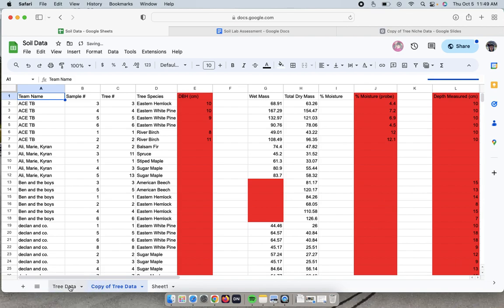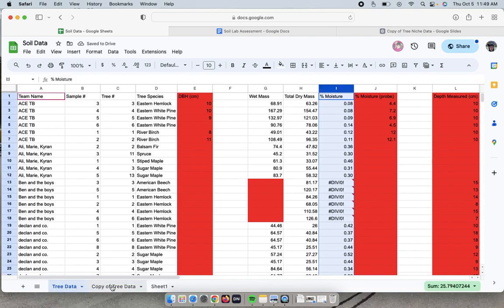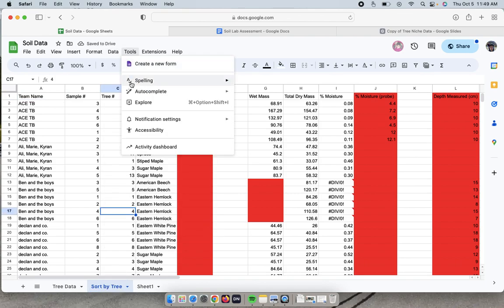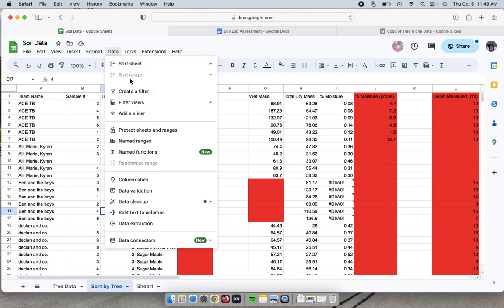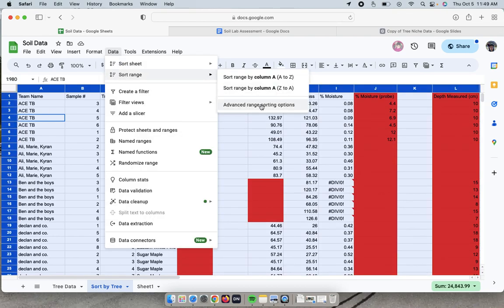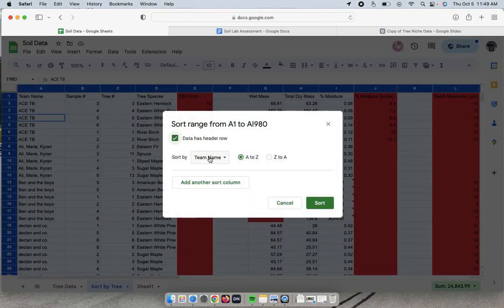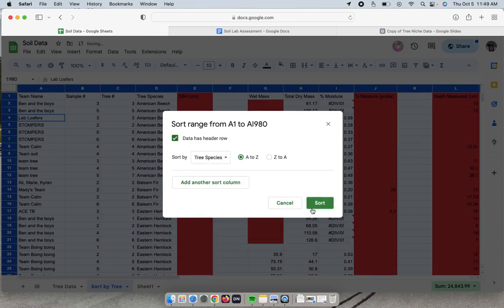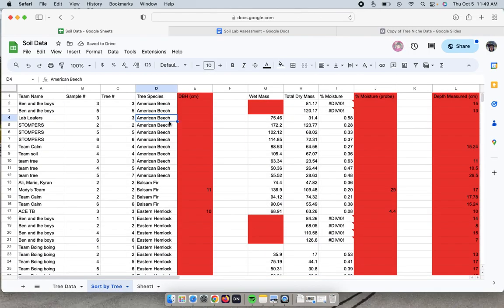And that allows you to always keep this tree data as a backup in case you make some oopsies. So I'm just going to call this sort by tree. So what I'm going to do right now is show you how to sort data. Sort range. I need to highlight all of it. Sort range, advanced range sorting options, data has header row, tree species, A to Z, and now I have all my data sorted by different trees.